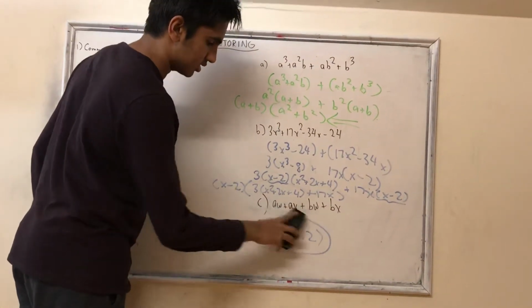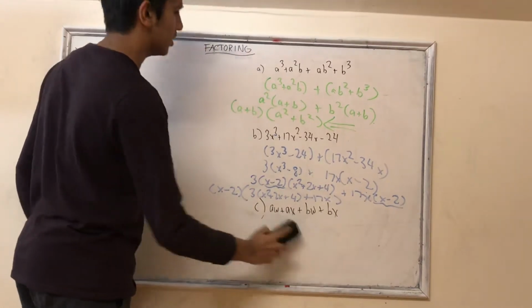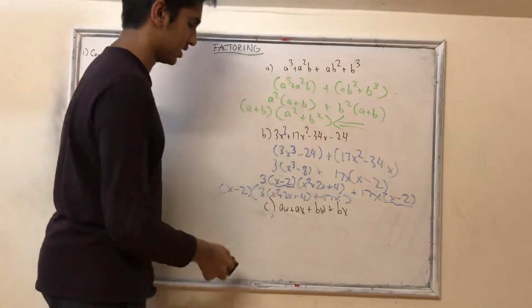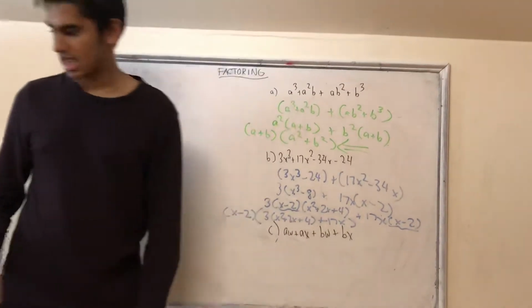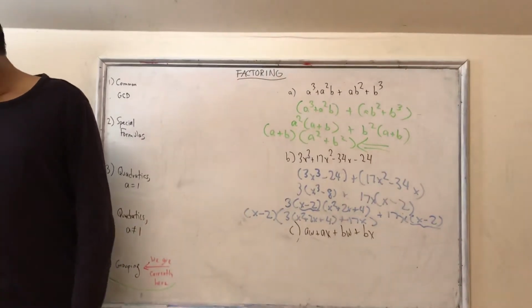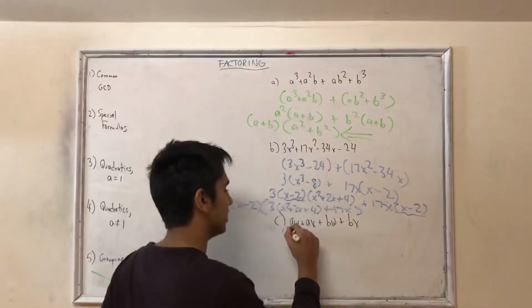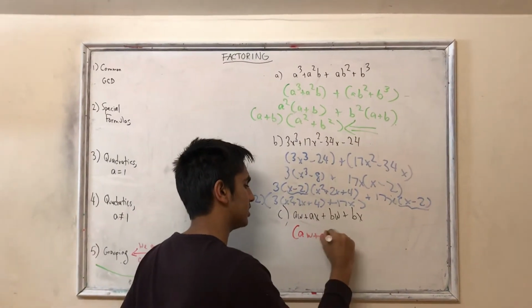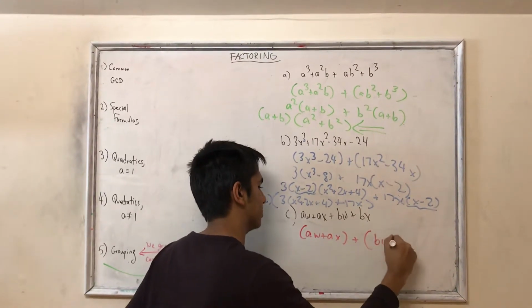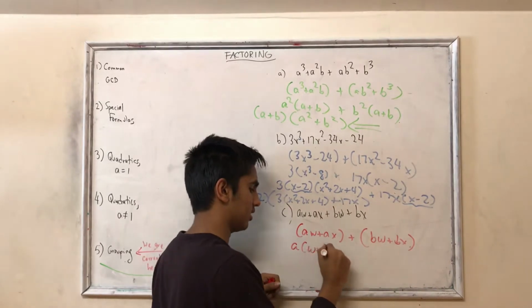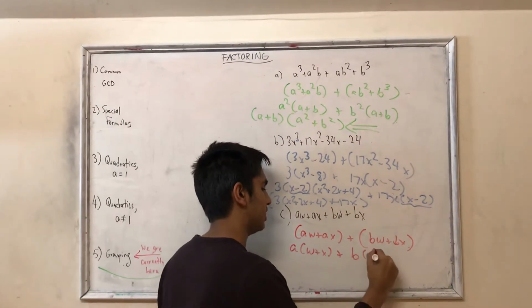Now for the final question. The final question is also kind of simple. It's similar to the first one. You can actually group it any way you please almost, except the first and last and the second and third. So let's just group it on the first two terms and the last two terms. So we can have AW plus AX plus then BW plus BX. The first one we can factor out an A. The second one we can factor out a B.